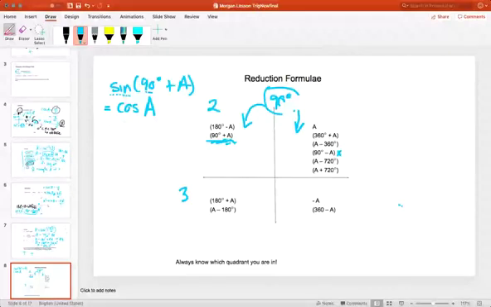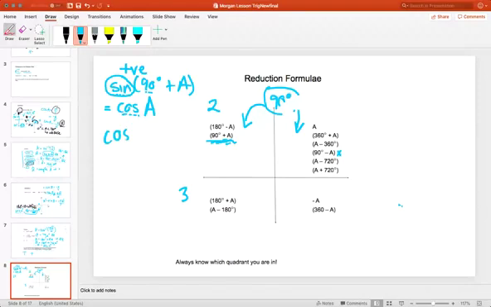And that should confuse some of you because you are used to seeing cos as a negative in quadrant 2. But what was our actual ratio? Our actual ratio was sine. And sine is always positive in quadrant 2. So therefore our cos is positive.